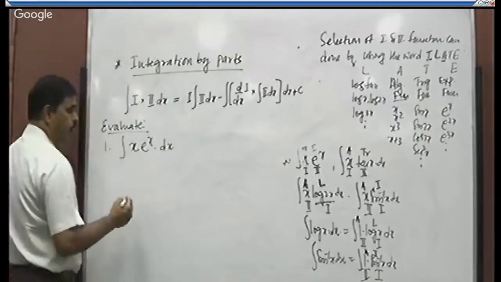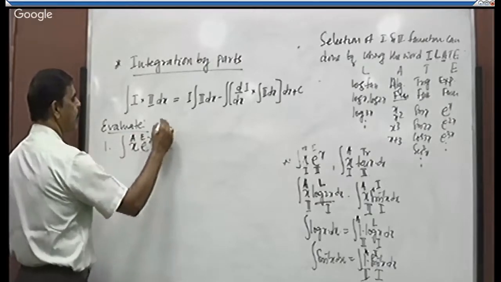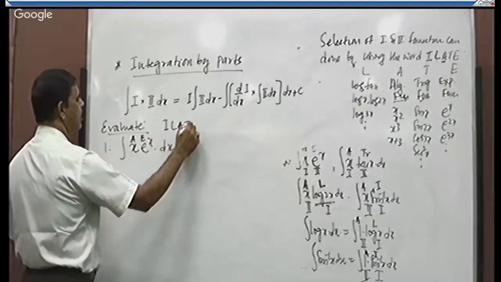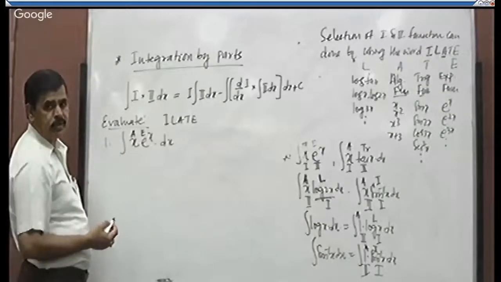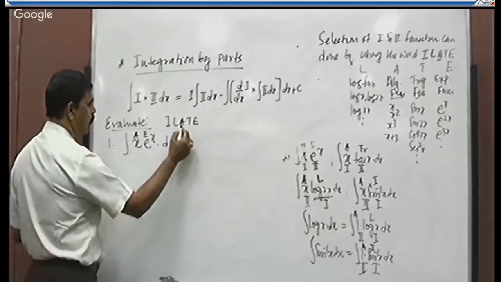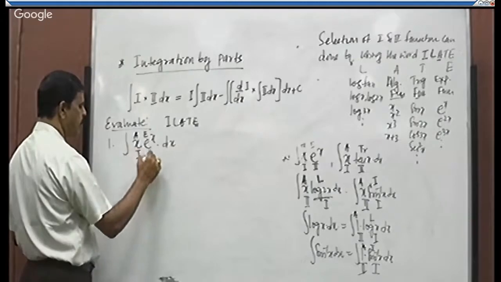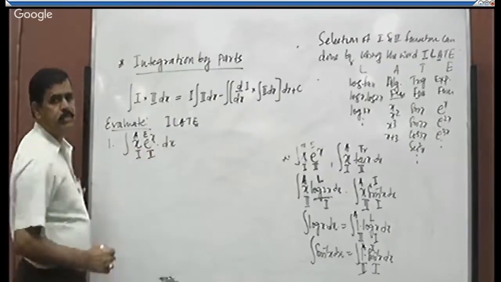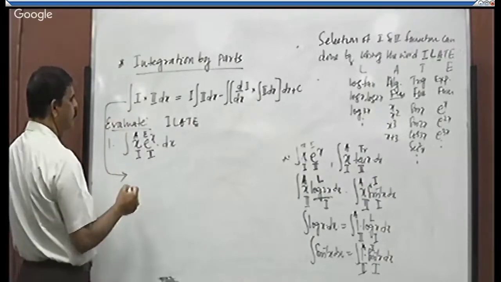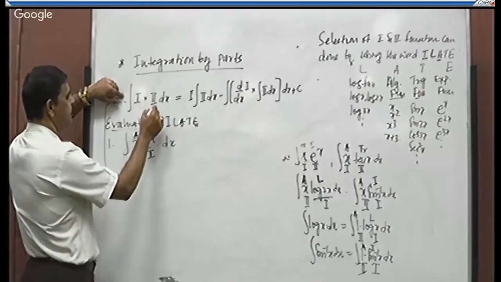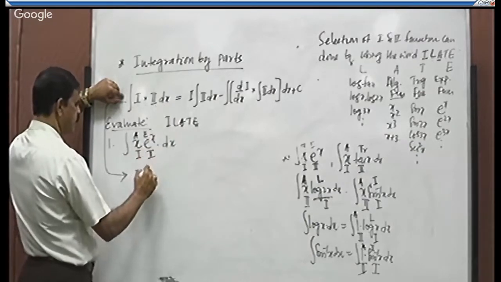The given terms are what? One is algebraic, the other one is exponential. In the word ILATE, which letter comes first, A or E? A first, then E. Therefore, algebraic will become the first function and exponential the second. According to the formula, the integral of first times second function dx is equal to first function. What is the first function? x.